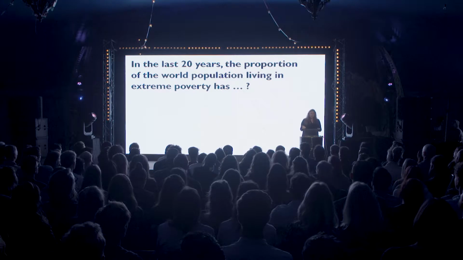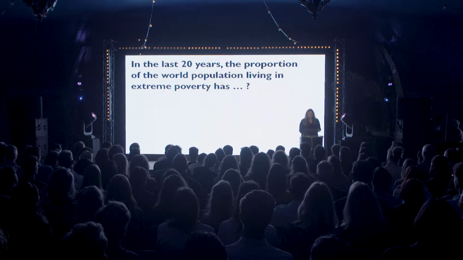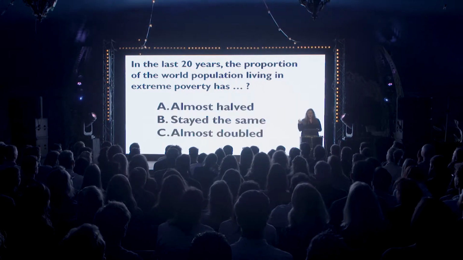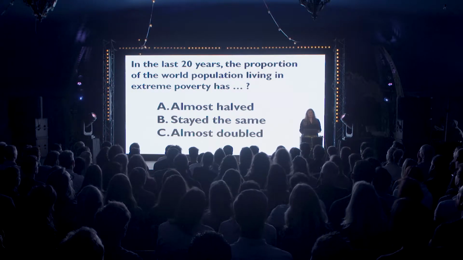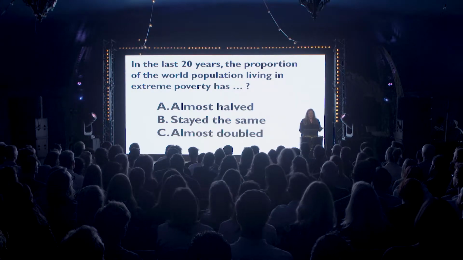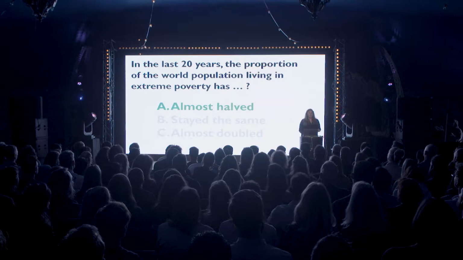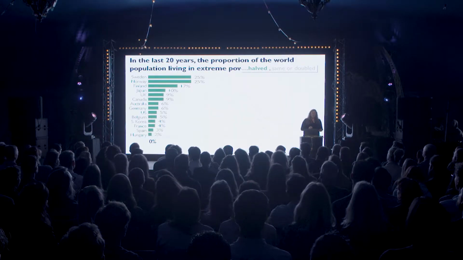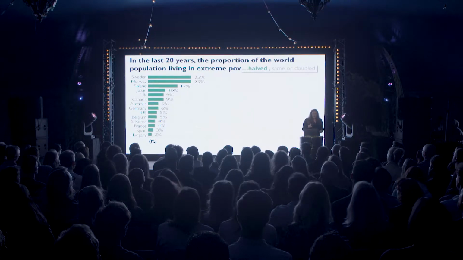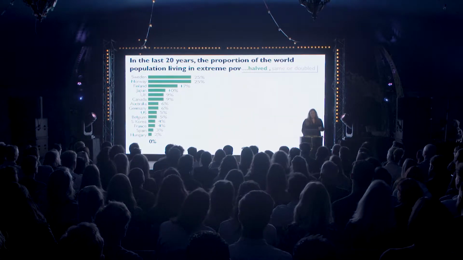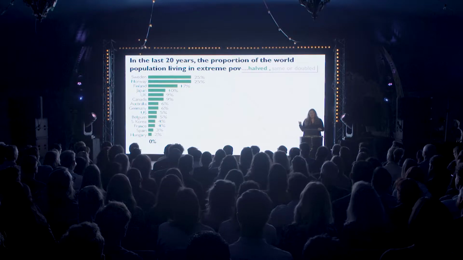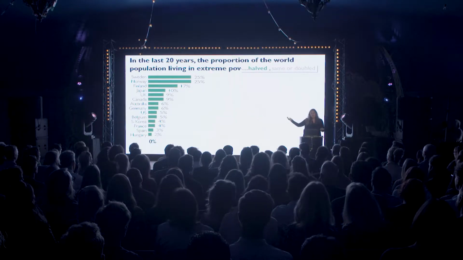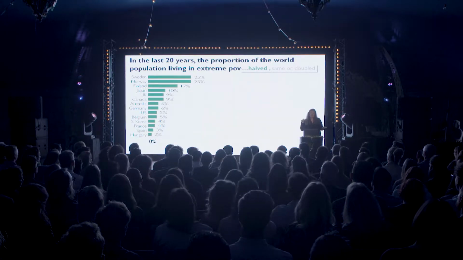Let's see how the results are for this question. In the last 20 years, the proportion of the world population living in extreme poverty has almost halved, stayed the same, or almost doubled. And the correct answer here is almost halved. This is how people scored. Not as good anymore, right? In Sweden, at the top, 20% got this right. And it's probably because we were actually asking a follow-up question, asking, how could you know this, for the ones who actually scored the correct answer.